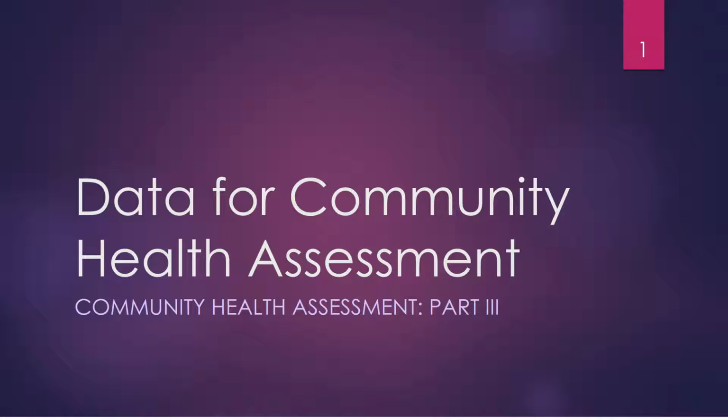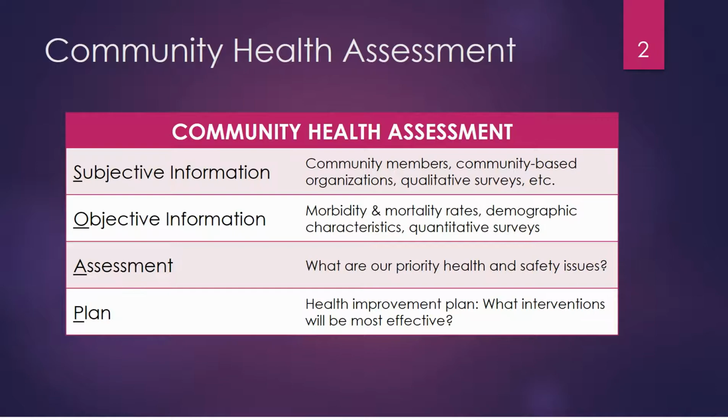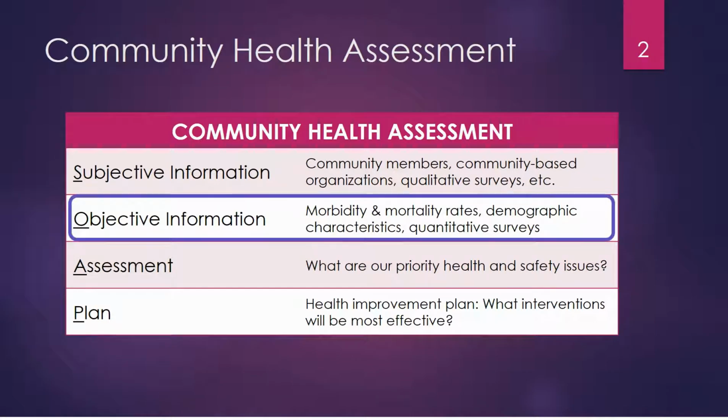This is part 3 of the Community Health Assessment video series. In part 2 of the series, we talked about using objective information, such as incidence of death and disease, to indicate a population's risk for various health outcomes.